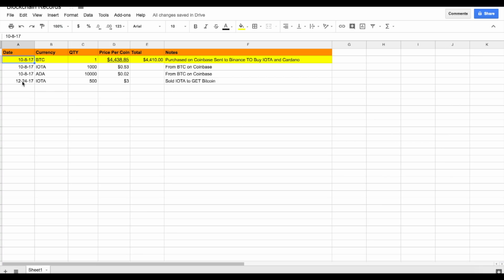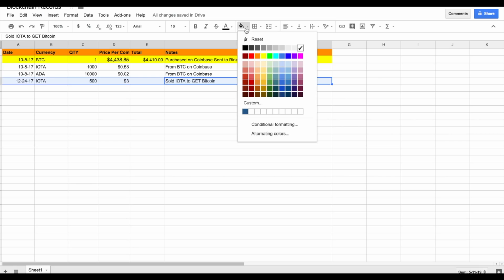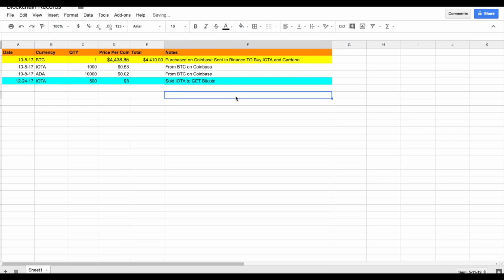And also if you sell, let's just say every time you made a sale, you're color coding it. You can make it blue, right? Every time you sold. So you're exchanging IOTA for Bitcoin, and you can write 12/24/2017. You can say BTC. Oh, is that doing it again? That is so weird. Why does it keep doing that?